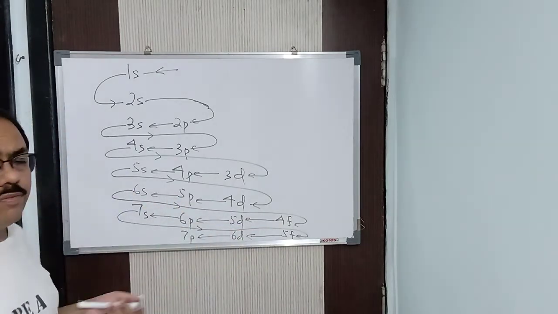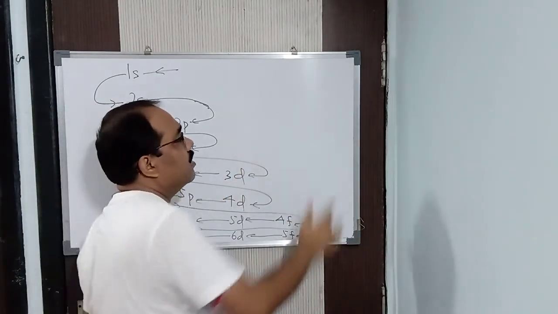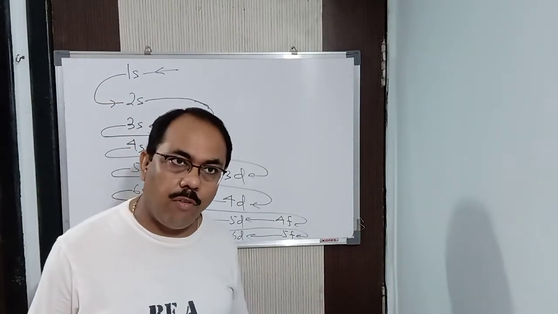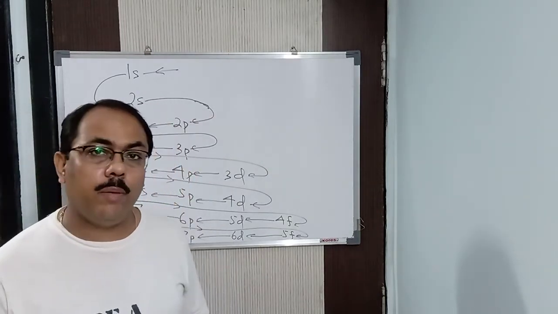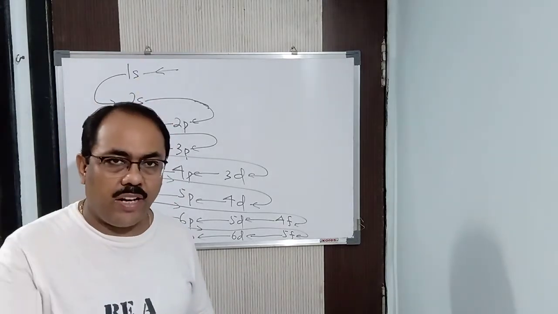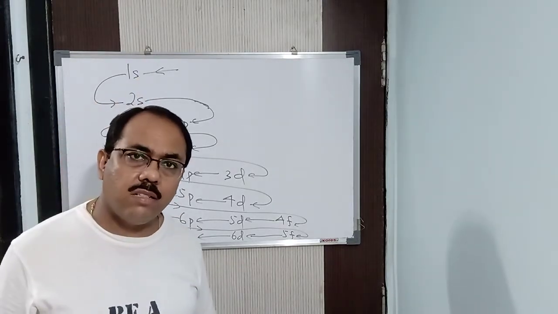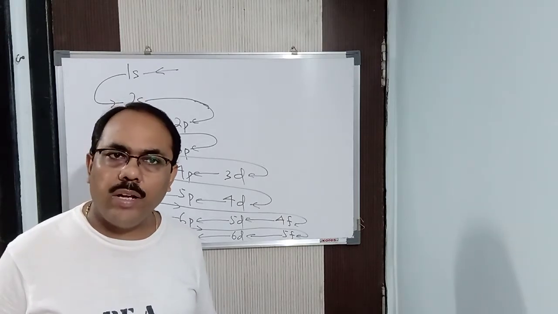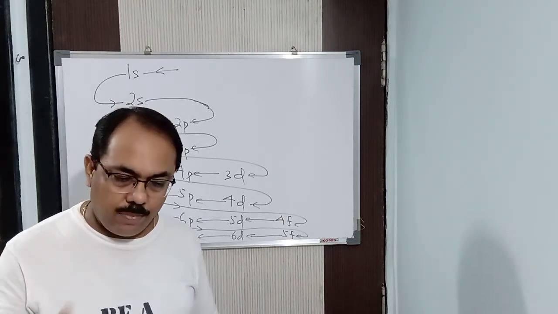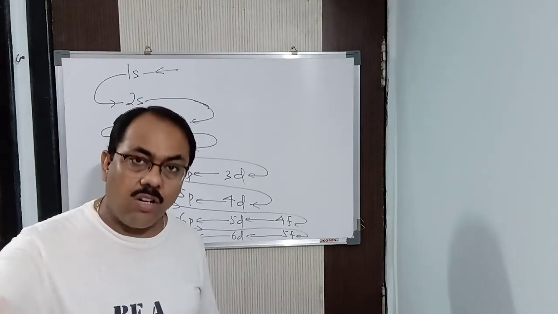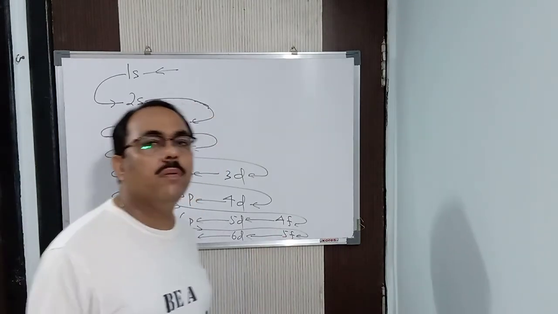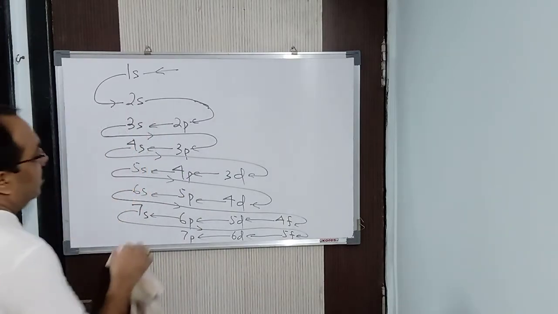It takes just a few seconds or a minute to write this particular snake rule. Once or twice you practice, you will be able to do it. In the exams also you can write it down on the rough paper. Write 1s, 2s in this way as I have written it and practice it. You will be able to remember how to write the electronic configuration and fill it up, because you have to remember the increasing order of energy of the subshells. So how to remember it? With the help of the snake rule you can remember it. Okay, this is the snake rule.